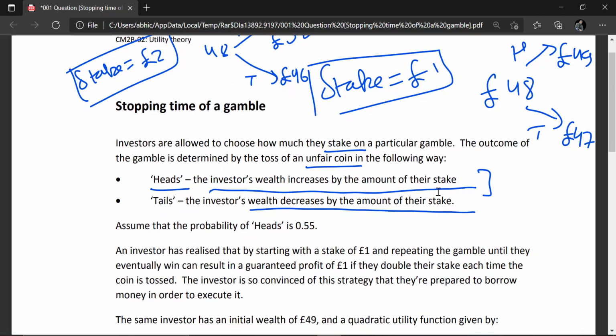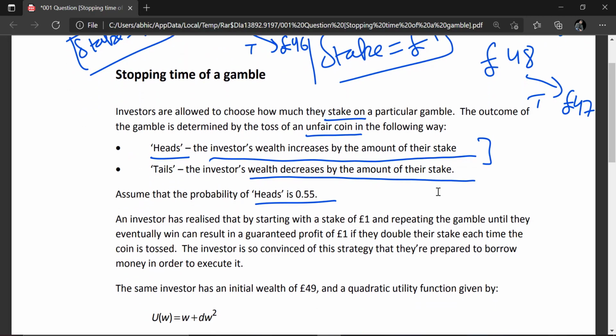Assume that the probability of heads is 0.55. This is the probability of getting a head. So the coin is biased in favor of heads, that is, it is biased in favor of winning. And that would imply that in the long run, in 55% of cases there will be victories, and in only 45% of cases there will be losses.